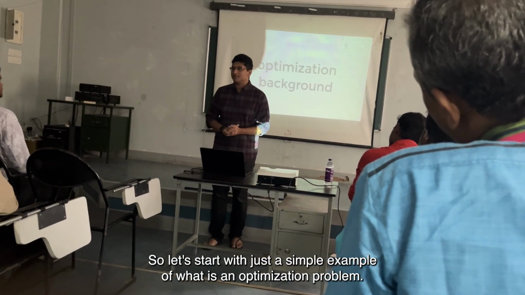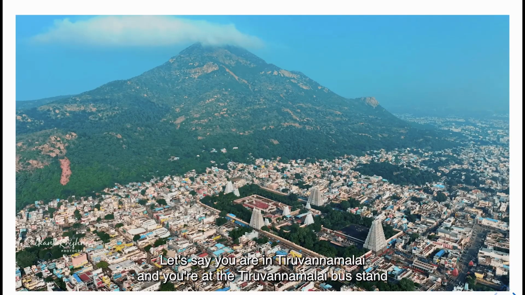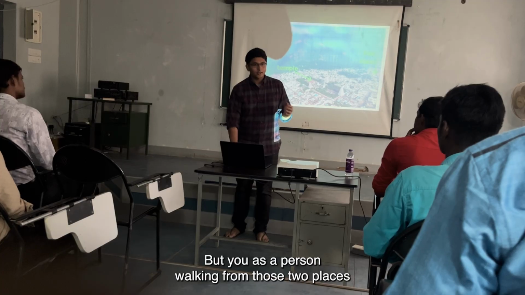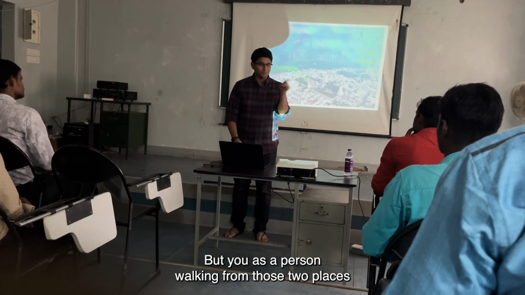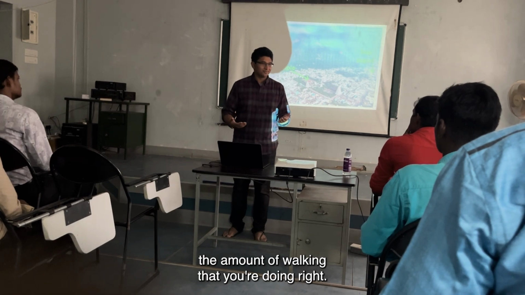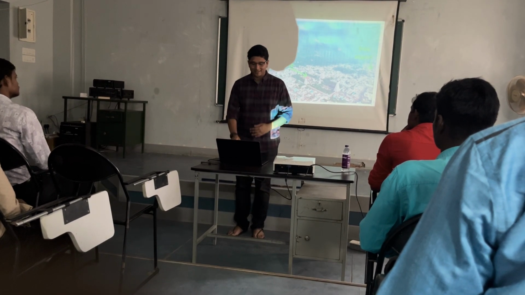So let's start with just a simple example of what is an optimization problem. Let's say you're in Kudonlai, and you're at the Kudonlai bus stand, and you want to go to the temple. There's a bunch of different ways you can get to the temple. You can go on the main road, you can take Kukmurli. But you, as a person walking, probably want to minimize the amount of energy, the amount of walking that you're doing. You want to take the shortest path, or the least active path.